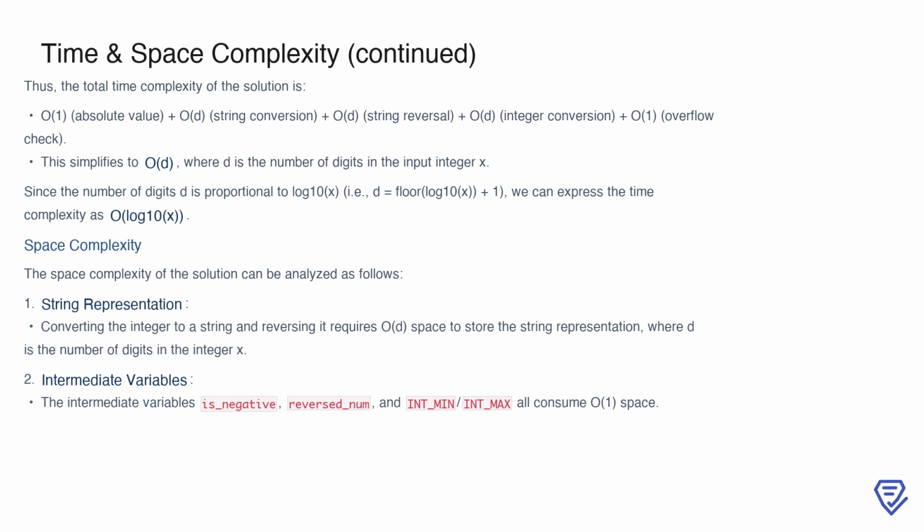Now, looking at the space complexity, the main contributor is the string representation of the number. When the integer is converted to a string and later reversed, it requires O(d) space, where d is the number of digits in the integer. In addition, intermediate variables such as is_negative, reversed_number, and constants like int_min and int_max each take up O(1) space, which does not scale with the input size.